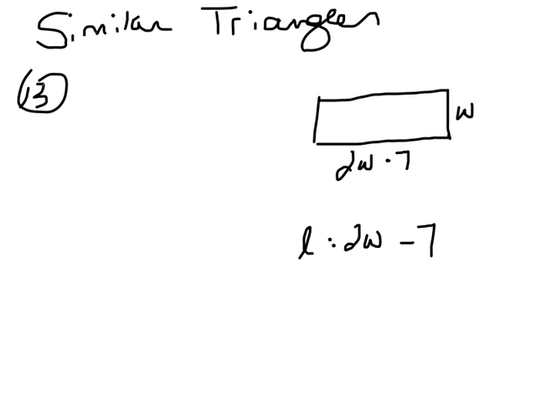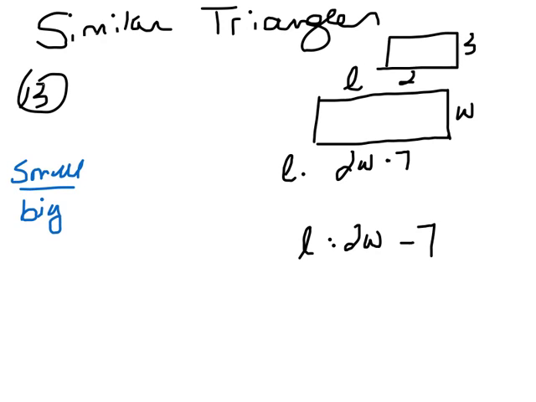It says if the ratio of the width to the length is 2 to 3, so the width is 2 and the length is 3. Here's my length on my ratio, and my width is 2. I can use these numbers to solve for the length and the width. I'm going to put the small over the big, the bigger figure. 2 matches up with w the way that 3 matches up with 2w minus 7.